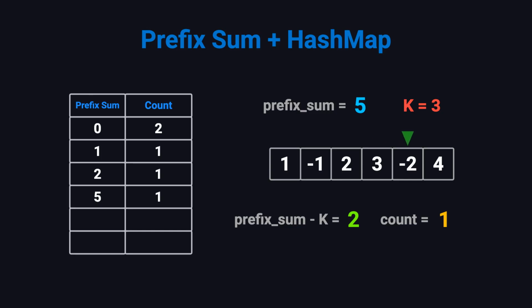Then we add -2, and the prefix sum becomes 3. 3 minus 3 is 0, which has appeared twice, so we add 2 more to the count, and now the total is 3. Record that 3 appears once. Finally, we add 4, and the prefix sum becomes 7. 7 minus 3 is 4, which hasn't appeared, and we record 7 once. After finishing the scan, we found 3 valid subarrays in total.